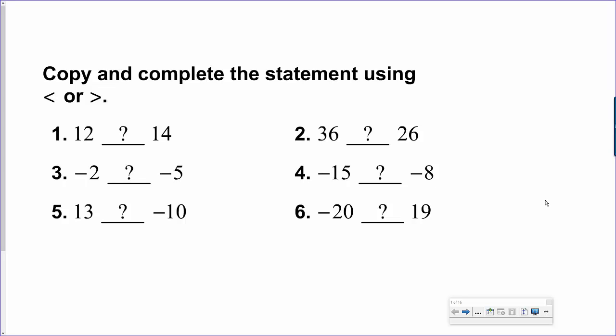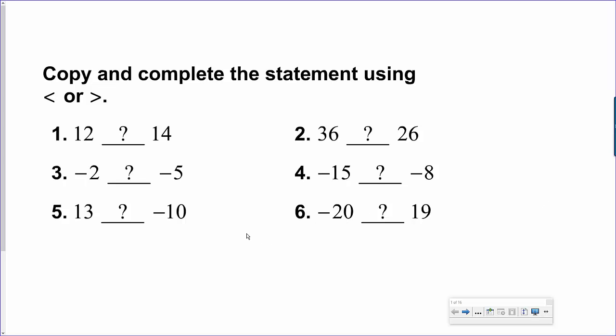This video will focus on both the activity portion and lesson portion of Chapter 1.1. Before we get started, I want you to pause the video and try to figure out if it's greater than or less than for each of these 6 problems. Once you've written them all out, please press play and see if you are correct.